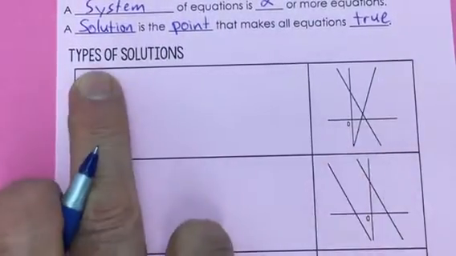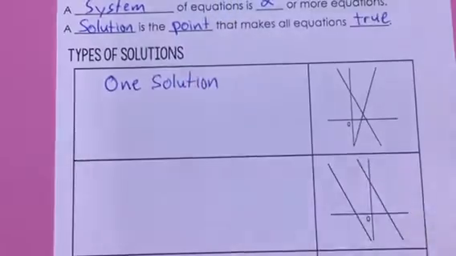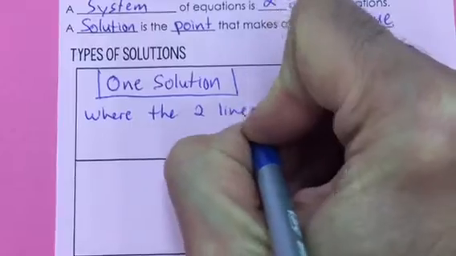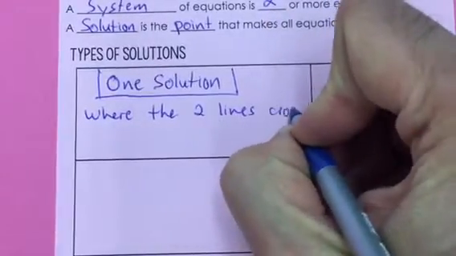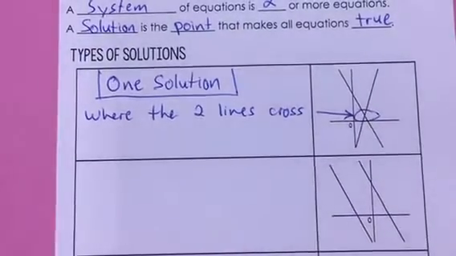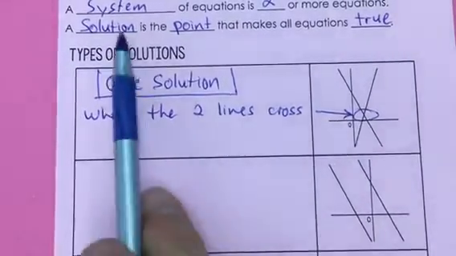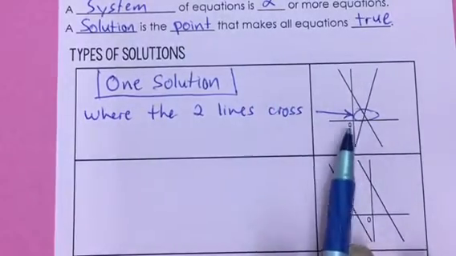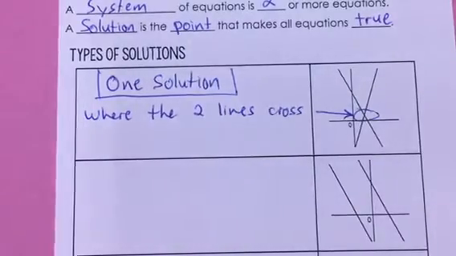There are three types of solutions. The first one, we're going to call it one solution. It is where the two lines cross, right there. Now, a system could also be done with many other types of equations, but in IM1, or Algebra 1, we're going to deal with just systems of linear equations.